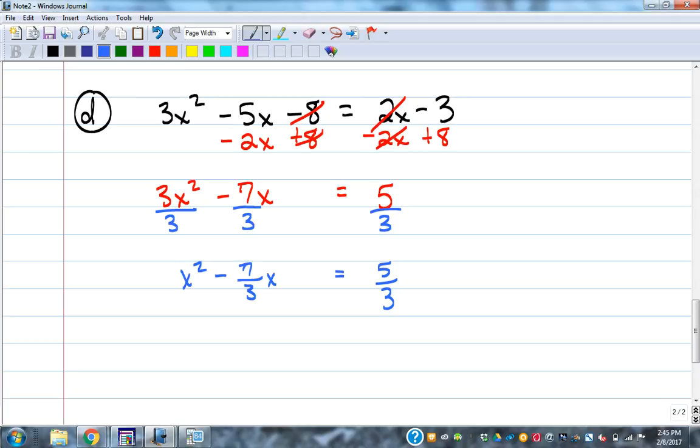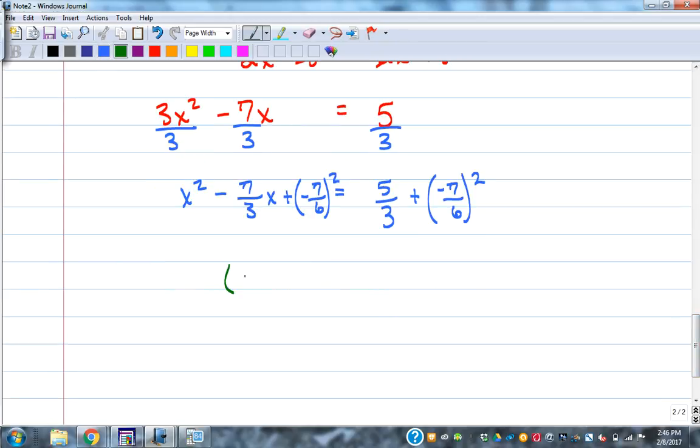Now we do what? Half of b. What's half of negative 7/3? Yeah, negative 7/6. Negative 7/6 squared. Half of b. If you half a fraction, the denominator doubles. That's the little shorthand way of doing that. If you half a fraction, the denominator doubles. That's the easy way to remember how to do that.